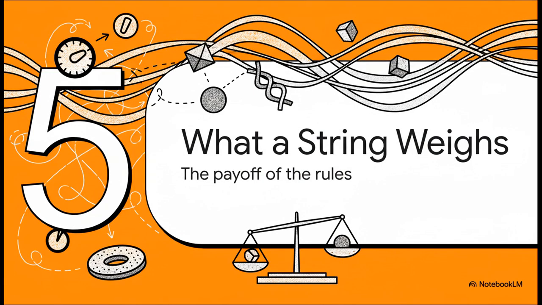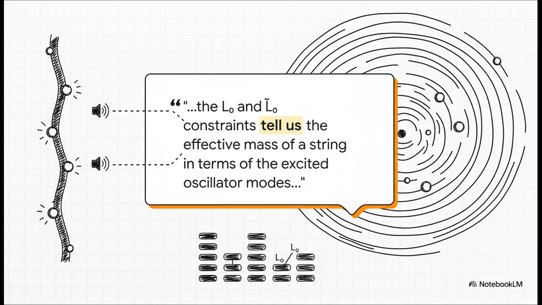So you might be thinking, why did we go through all that trouble with recipes and knobs and rules that have to equal zero? Well, because this is where everything connects back to reality. These abstract mathematical rules have a direct physical payoff. They tell us the mass of the particle that the string is representing. And hey, don't just take my word for it. We can see it right here in the text. It states, crystal clear, that two of those constraints, the L0 and L0 tilde ones, directly give you the mass of the string based on those oscillator modes, based on which volume knobs you turned up to create the vibration.